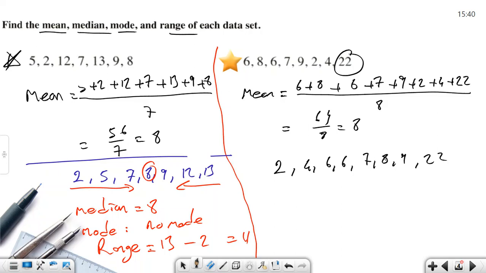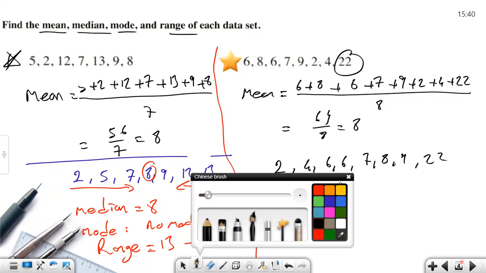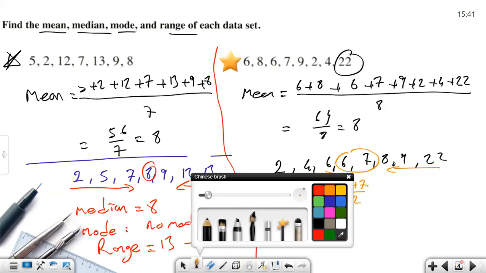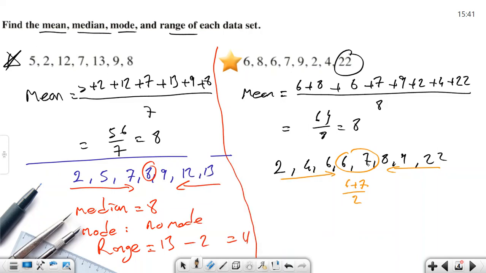1, 2, 3, 4, 5, 6, 7, 8. So you need to divide 4 by 4, and 6 and 7 are at the middle. If you go 3, 6, if you go from 3, 7, 6 plus 7 divided by 2. So to calculate the middle number, I need to find the middle of the 6 and 7. That's equal to 6.5. That's the median. Median equals 6 plus 7 divided by 2.